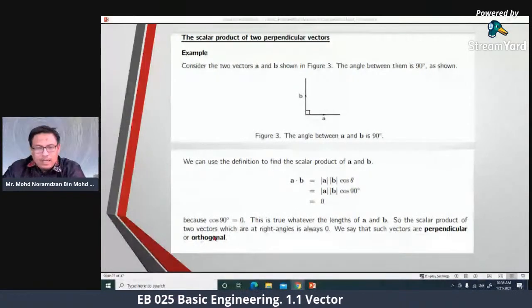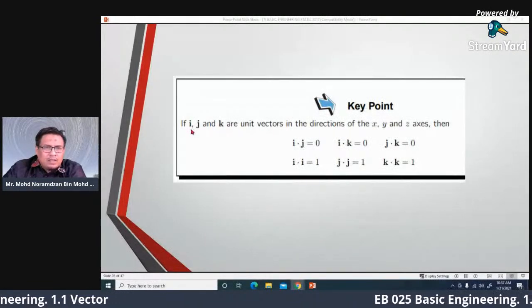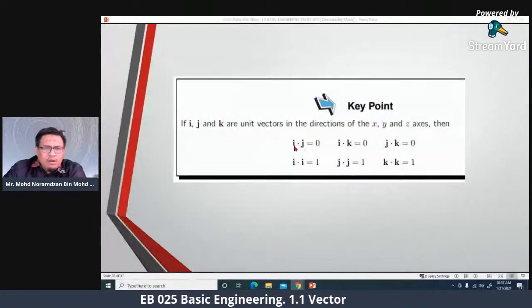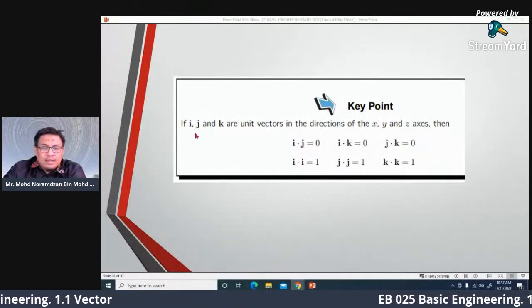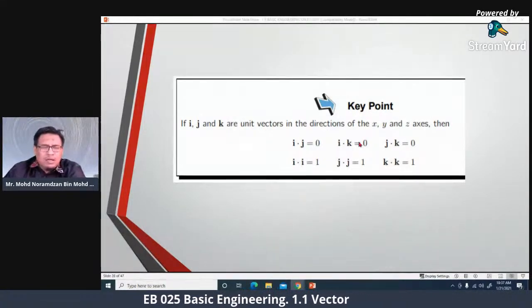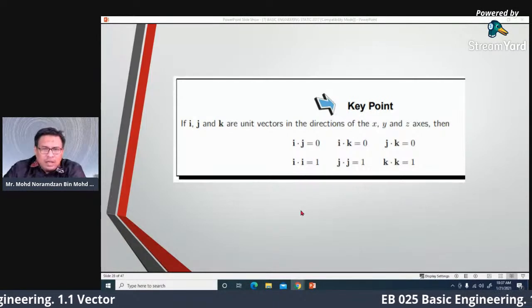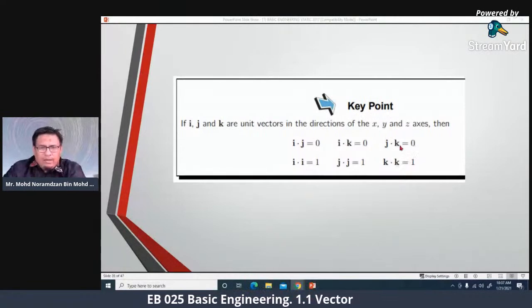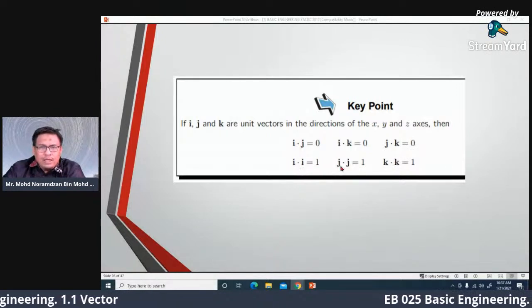If i, j, k are unit vectors in the same direction as X, Y, Z, then i dot j equals 0, i dot k equals 0, and j dot k equals 0. This one is 3D, three dimensions. I showed it before with two directions, i and j. Later I will show you j dot j and k dot k.